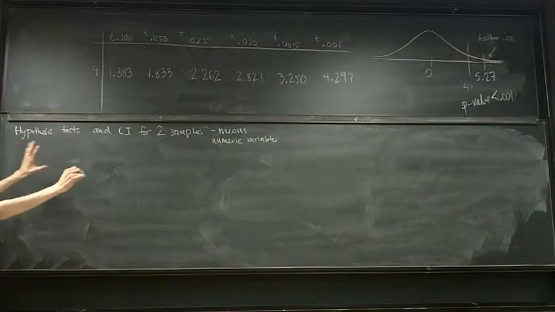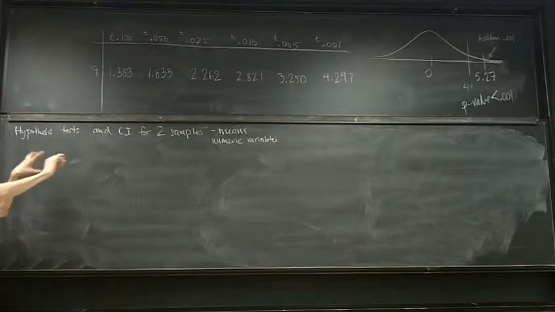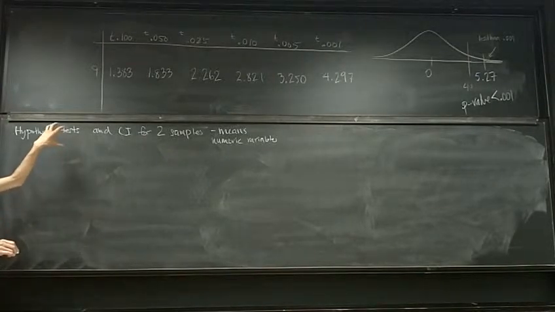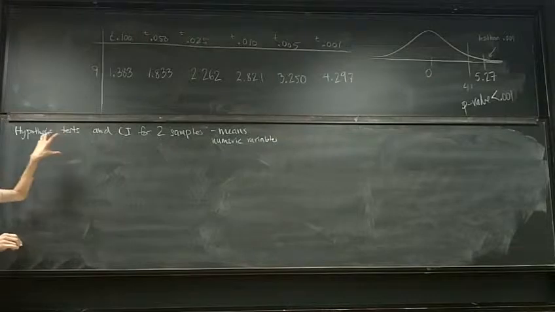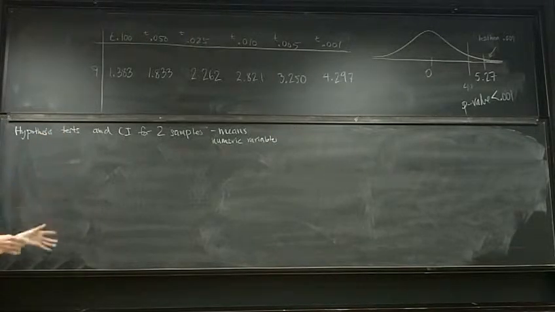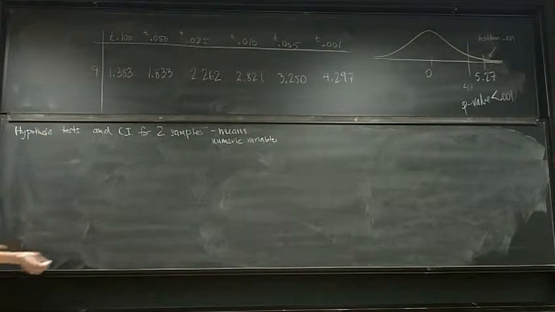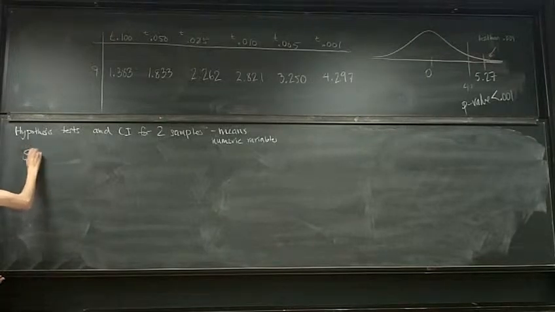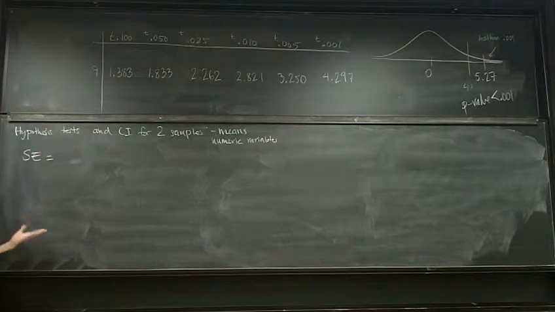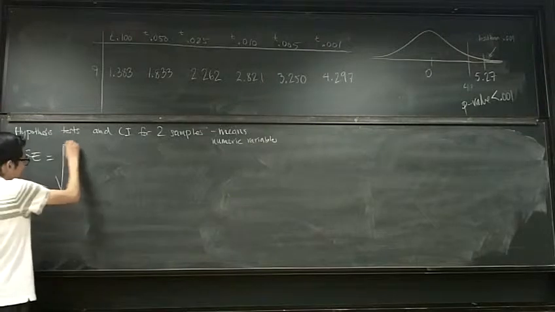Okay, so the overall concept is exactly the same. The only thing that changes is how we calculate the standard error and all of this stuff, okay? So for both of these things, the standard error is just going to be an ugly formula that we can't do anything about, all right?